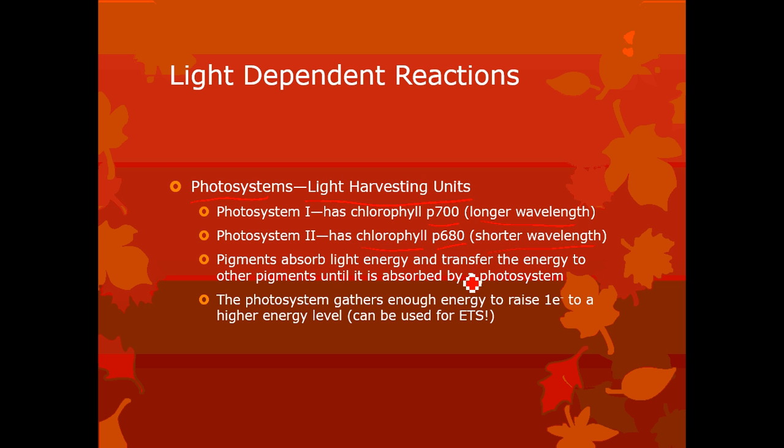Pigments absorb the light energy and transfer the energy to other pigments until it is absorbed by a photosystem. The photosystem will gather enough energy to raise one electron to a higher energy level, and then that's going to be used for the electron transport chain.